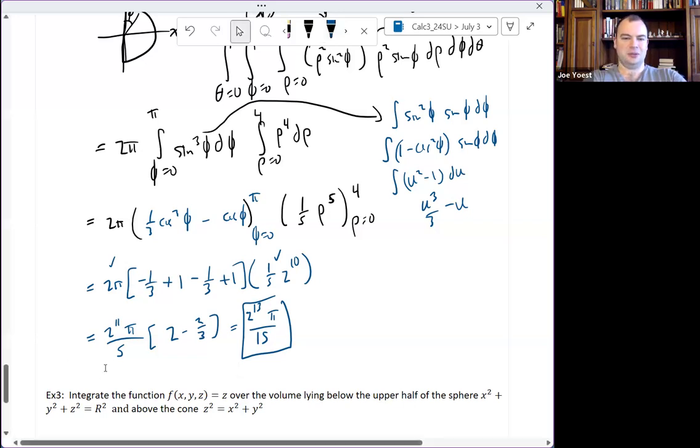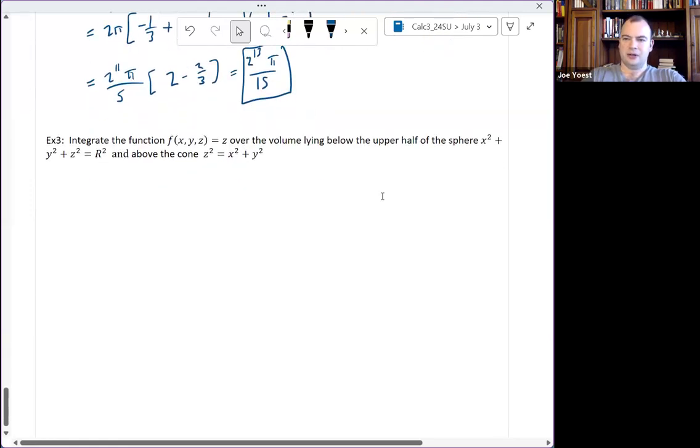Any questions on this one? Okay, and then our last problem for today.